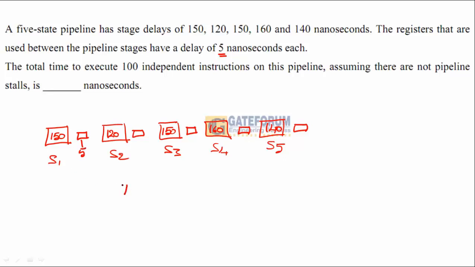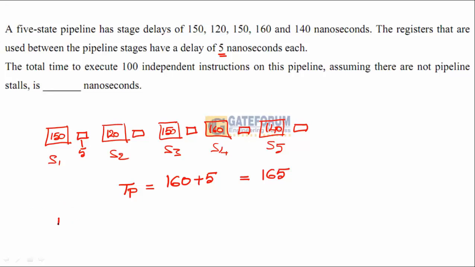Now, how to calculate TP? You know how to calculate TP. TP will be calculated as max stage delay plus max register delay. What is the max stage delay? Max stage delay is 160 nanoseconds plus max register delay is 5 nanoseconds. There is no difference in register delays. All have the uniform delay, equal to 5 nanoseconds. So the max stage delay is 160 nanoseconds and max register delay is 5 nanoseconds. So here TP is equal to 165 nanoseconds.